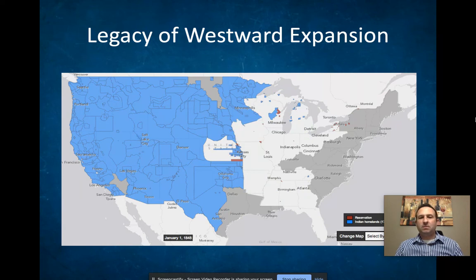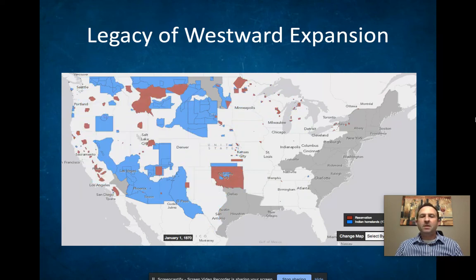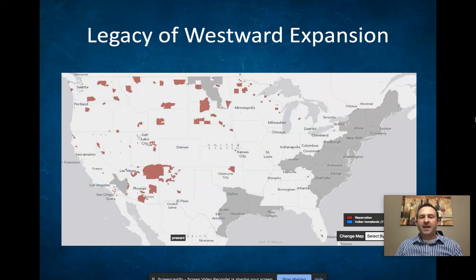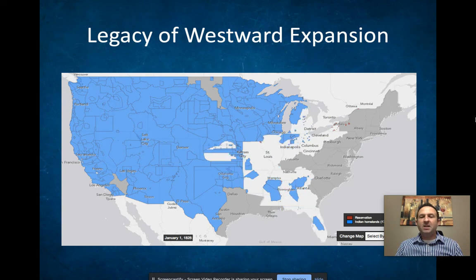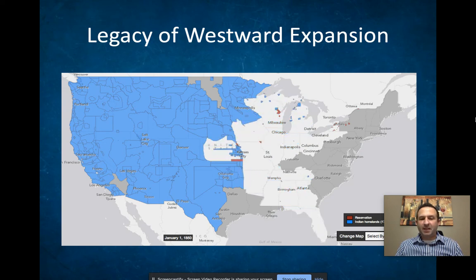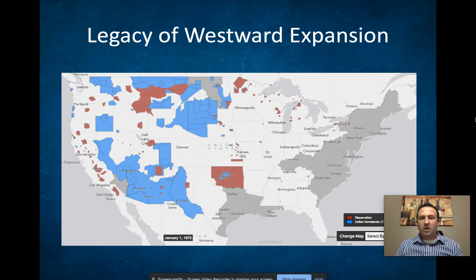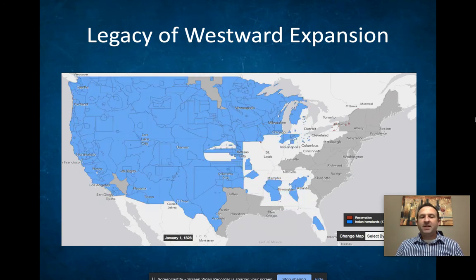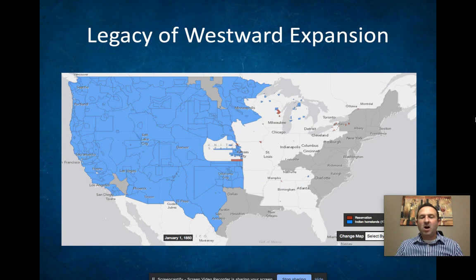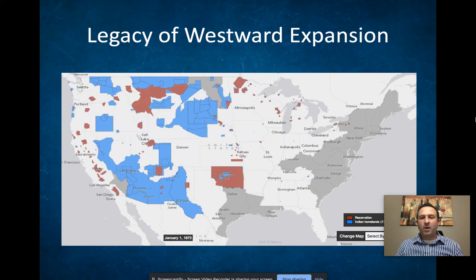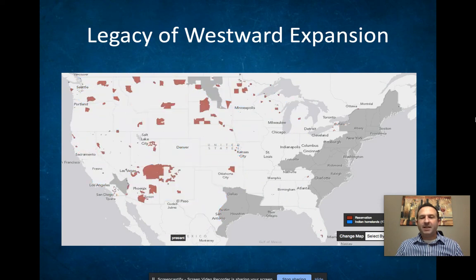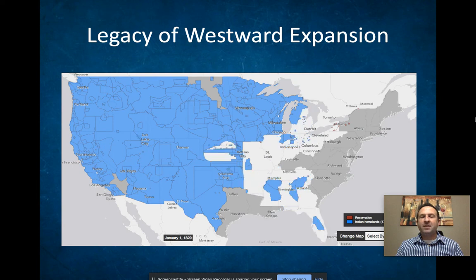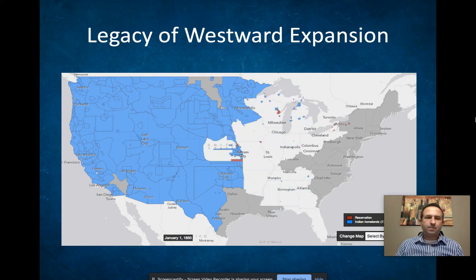Watch this. I watched it a couple times. See the loss of Native American land from 1800 through 1890. Watch this. So we already have 13 colonies, but starting in 1800, the loss of Native American land to the point where by 1890, all we have left is small reservations.